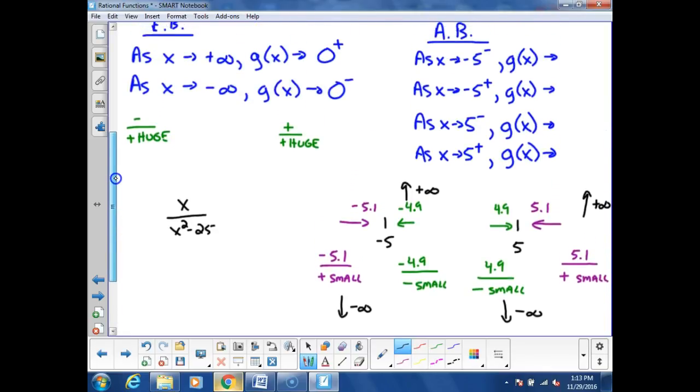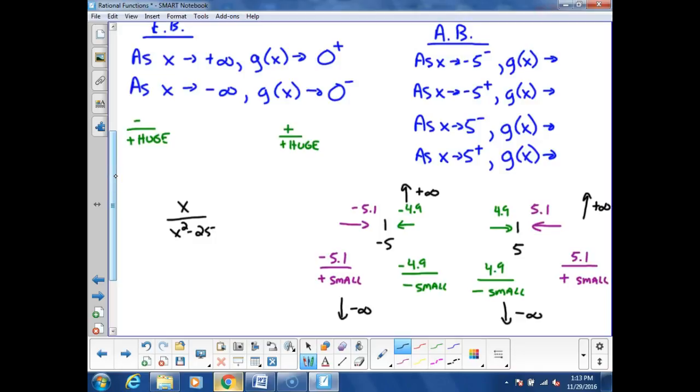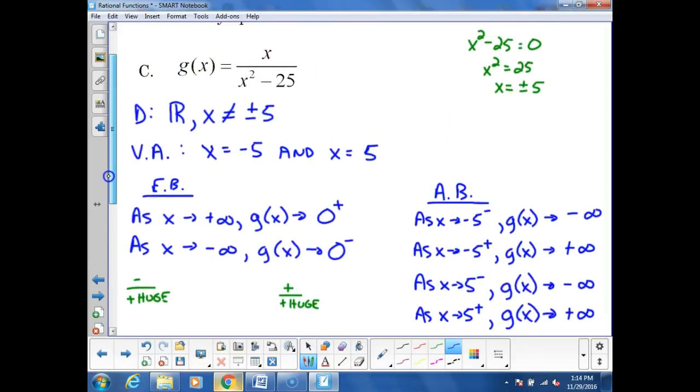Okay? So, as I approach negative 5 from the left, I go to negative infinity. As I approach negative 5 from the right, I go to positive infinity. As I approach 5 from the left, I go to negative infinity. As I approach 5 from the right, I go to positive infinity. Okay? So that is a quick synopsis of the asymptotal behavior and the end behavior. That's the reason why you have 4 asymptotal behaviors.